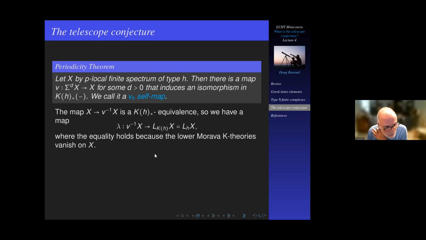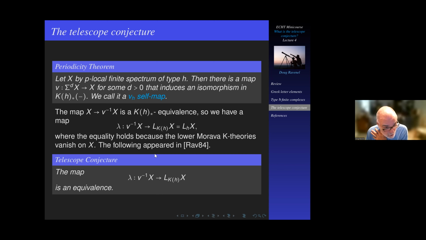is computationally accessible. And that leads us to the conjecture, which is that the telescope conjecture, as I stated it in the 84 paper, is that this map is an equivalence. That's what the telescope conjecture says.